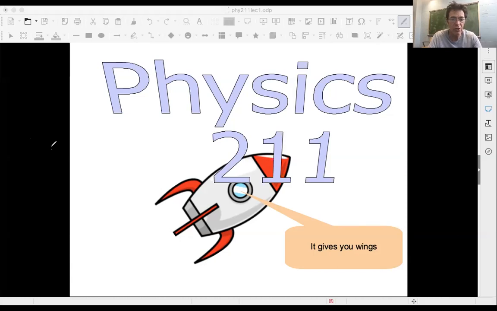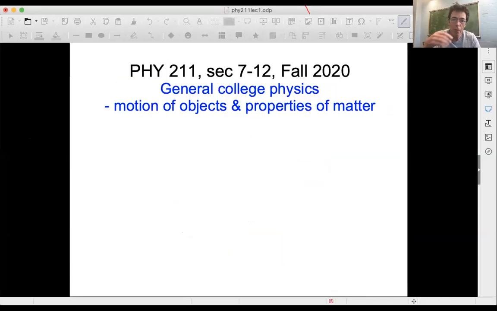So just to start here, in Physics 211, we're going to focus on understanding the motion of objects through time and space, and we're going to focus on understanding the properties of matter. And so those are the two basic contents.